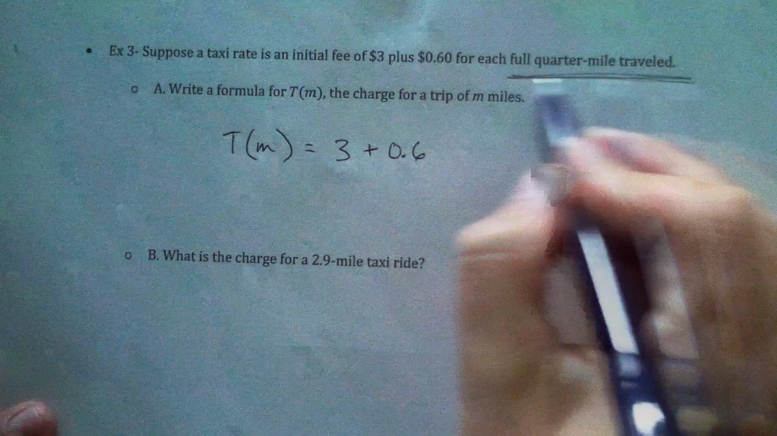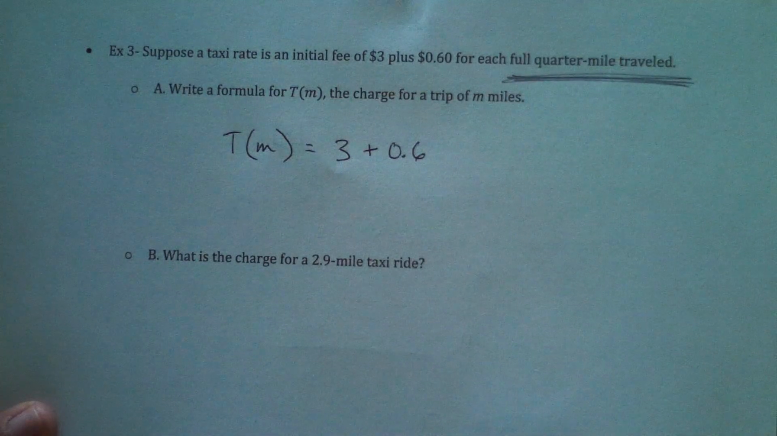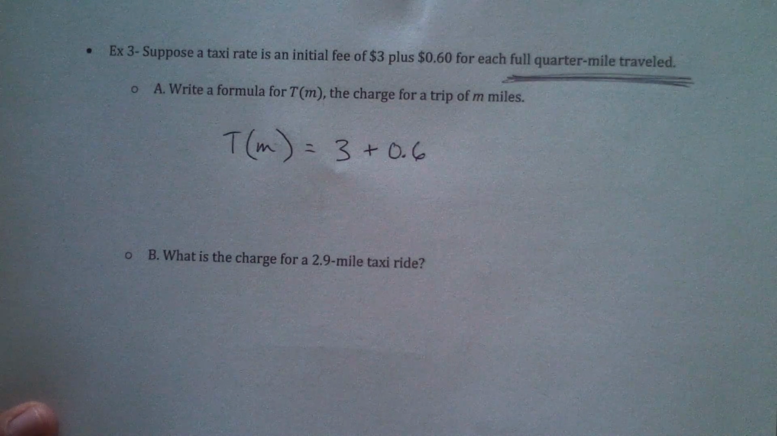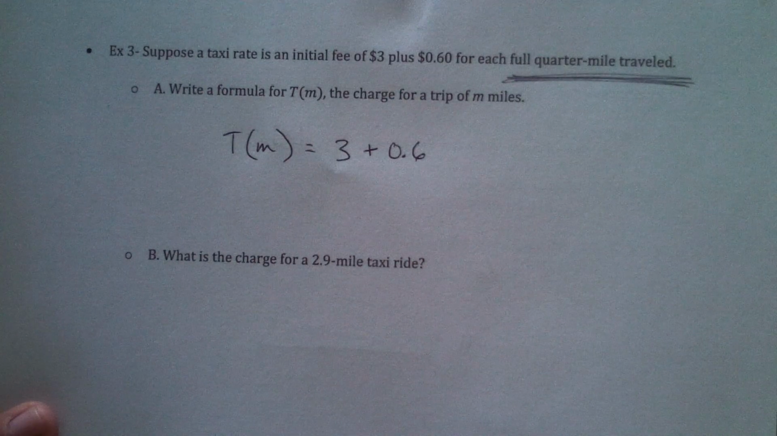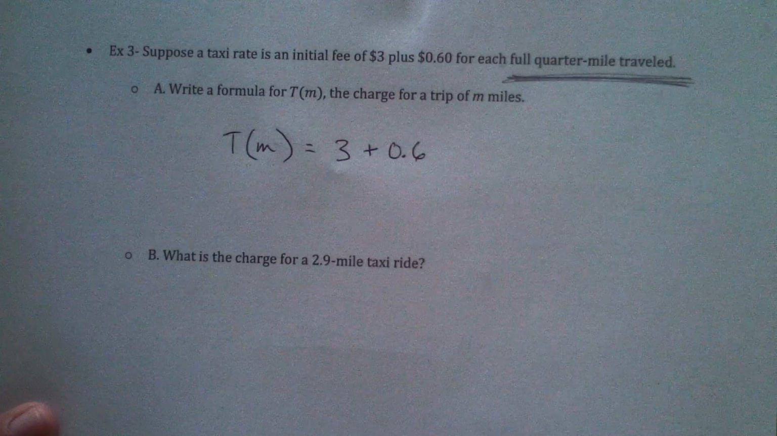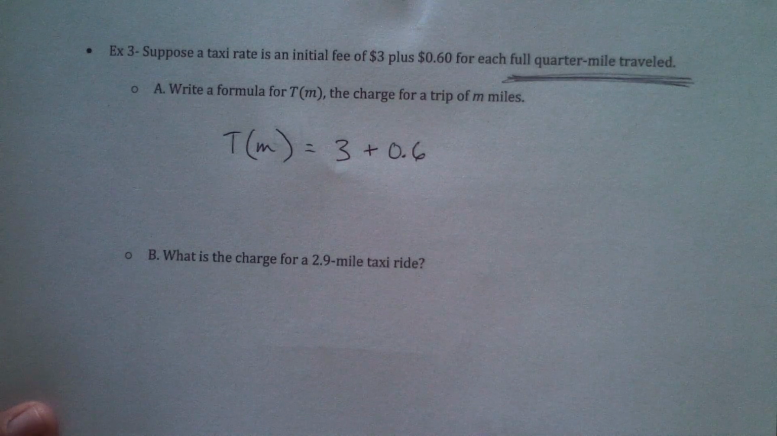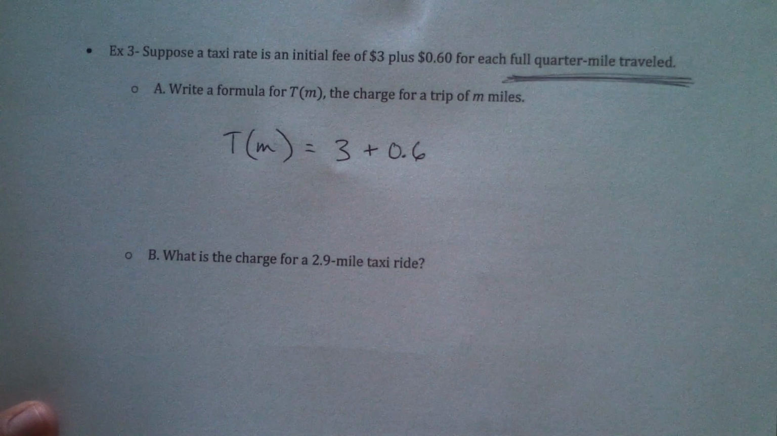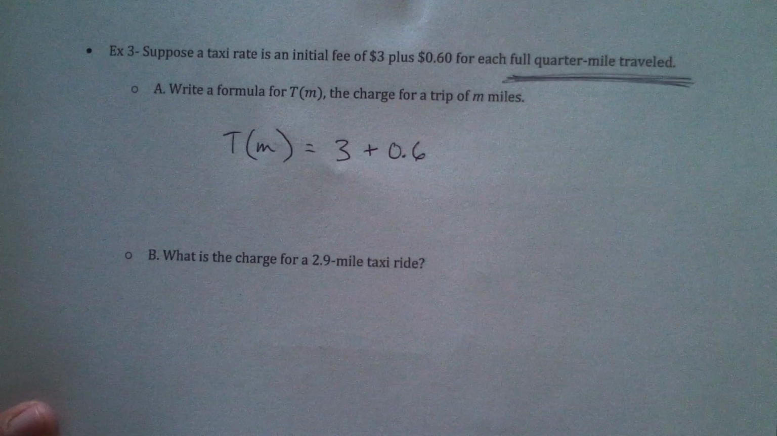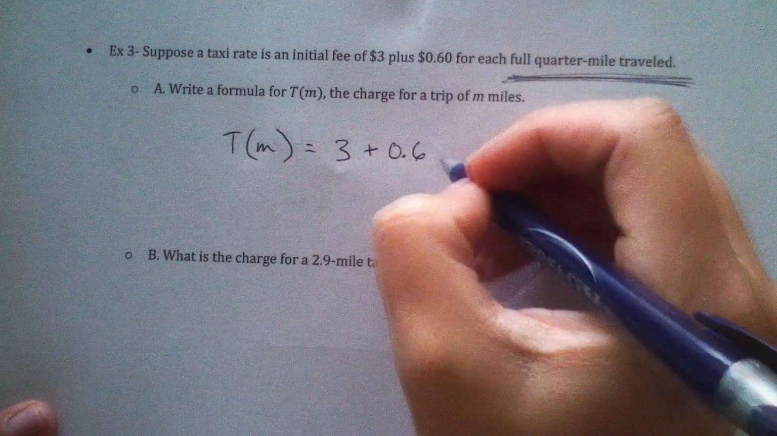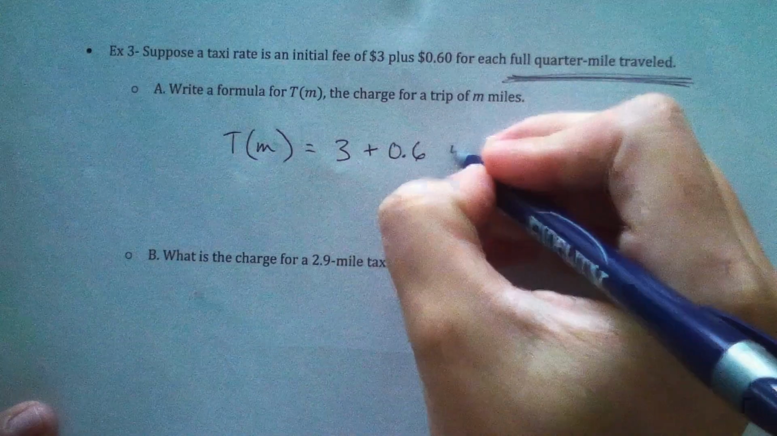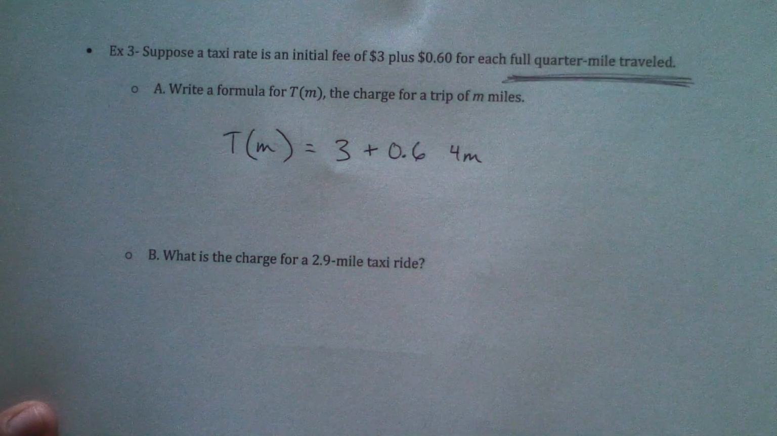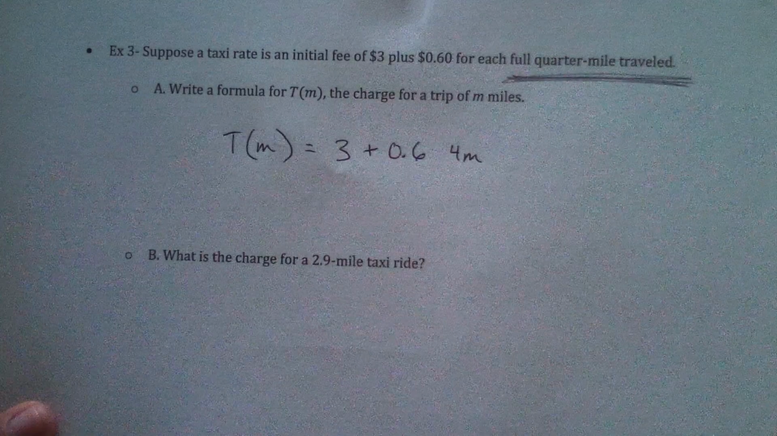So technically it'd be T of 2.9, because we're plugging in the 2.9 there, is equal to 3 plus that 60 cents per quarter mile. And then in that round down bracket, we'll go 4 times 2.9. These brackets work just like parentheses. So if we're doing order of operations, we would do that action first. So 4 times 2.9 gives me 11.6. Yep, so that's in our round down function. So I'm just going to rewrite it here so we've got it.